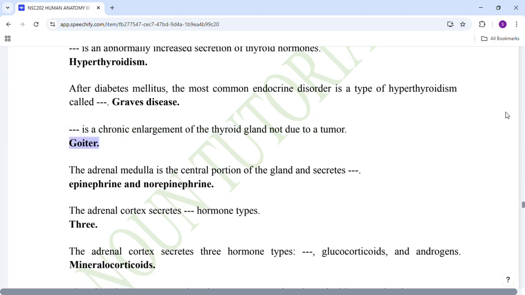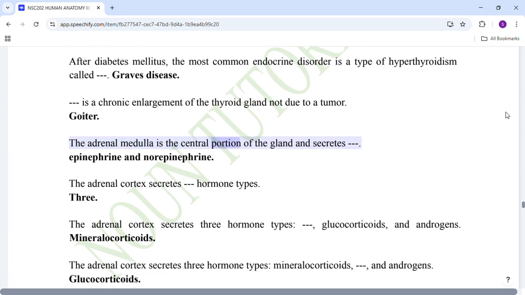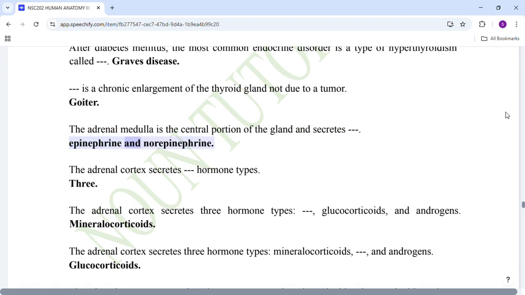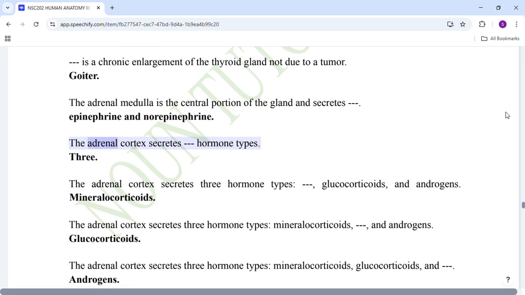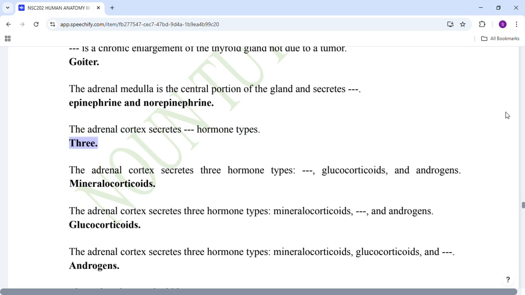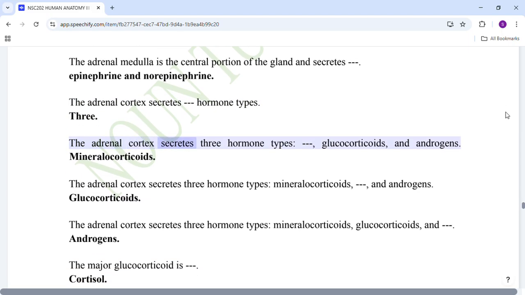Goiter is a chronic enlargement of the thyroid gland not due to a tumor. The adrenal medulla is the central portion of the gland and secretes epinephrine and norepinephrine. The adrenal cortex secretes 3 hormone types: mineralocorticoids, glucocorticoids, and androgens.